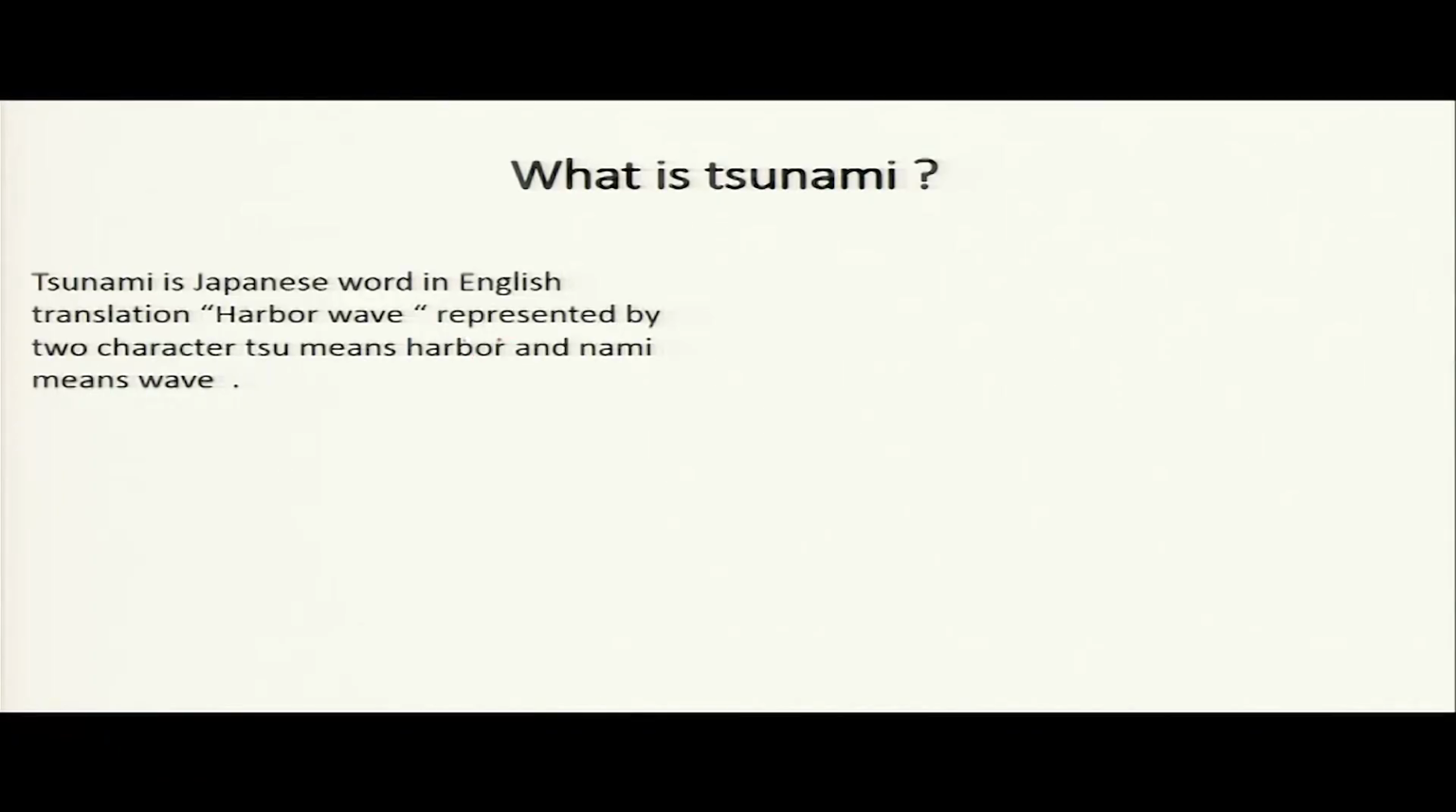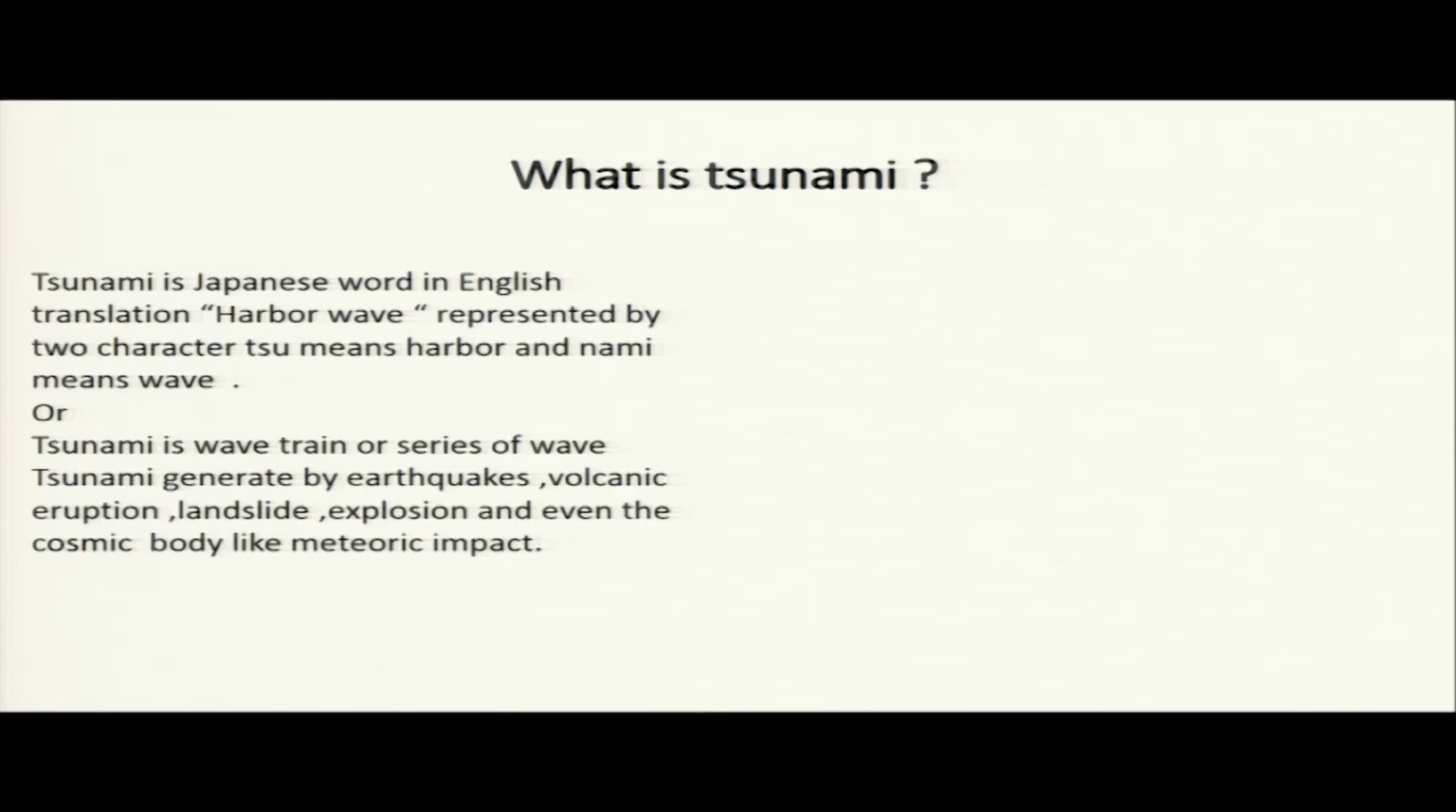So what is tsunami? Tsunami is a Japanese word, in English translation meaning harbor wave, represented by two characters. Tsu means harbor and nami means wave, or it can also be called a wave train or series of waves, a tsunami generated by an earthquake.